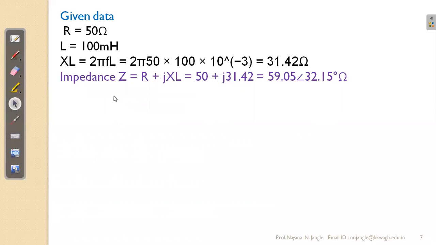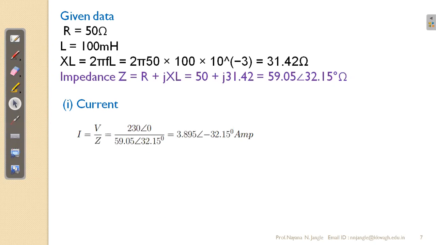Impedance is the total resistance offered by the circuit due to the resistance as well as inductance. It is calculated by Z equal to R plus j XL, so 50 plus j 31.42. Converting this rectangular form into polar form, we get the impedance 59.05 at an angle 32.15 degree. This is nothing but your phase angle also, 32.15 degree.